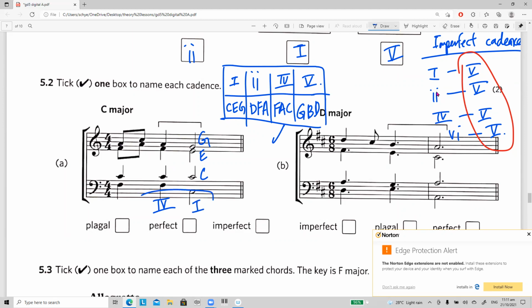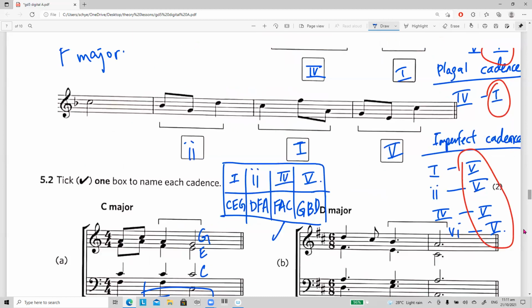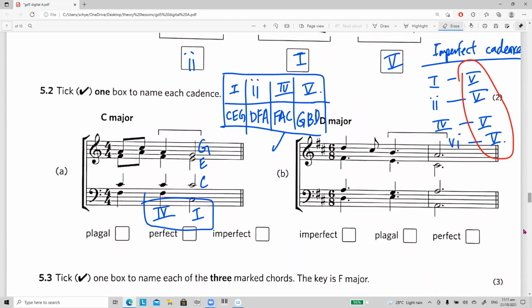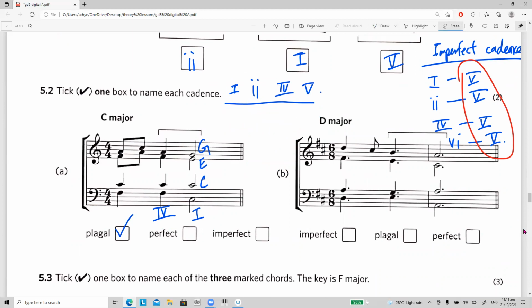So 4 to 1 belongs to which cadence? Let's go and check out. 4 to 1 is Plagal cadence. So here you can take Plagal cadence because it's chord 4 to 1. Okay, so this is how you find the answer. Now let me erase the working first.